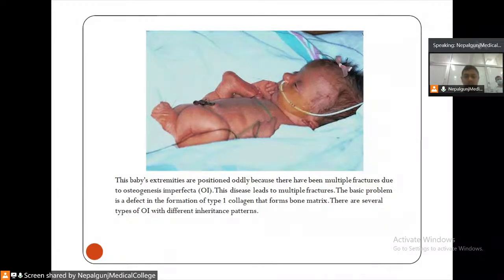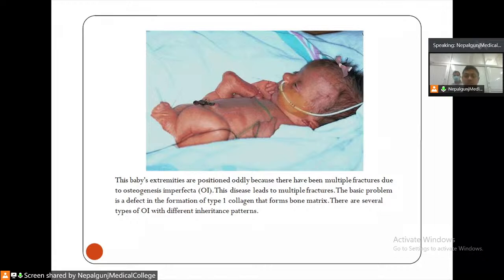I suppose that this baby's extremities are positioned early. So this is a form of type 3 osteogenesis imperfecta, you can say. What happened was the child was born with multiple fractures due to osteogenesis imperfecta. This disease leads to multiple fractures. The basic problem in this disease is the formation of type 1 collagen that forms the bony matrix.